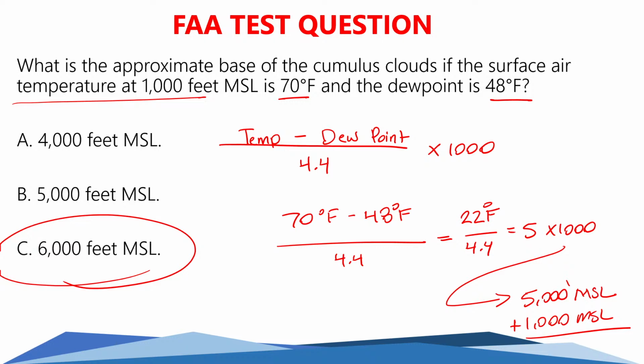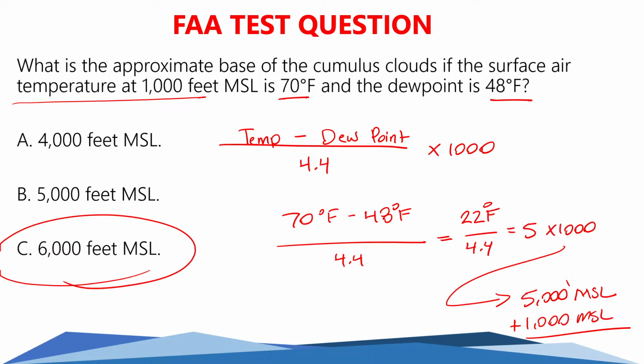So that 1,000 feet is basically the field elevation. You use the same equation and come up with the same answer of 5,000, but then we have to compensate for the field elevation of 1,000 feet. So we add 1,000 to 5,000, and that gives us 6,000 feet, which is where the base of those clouds are located.